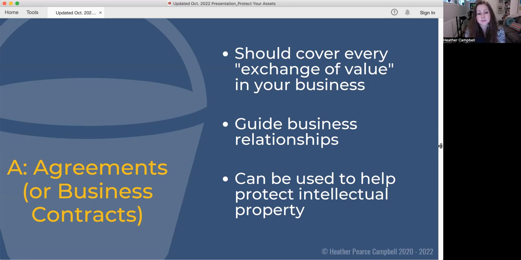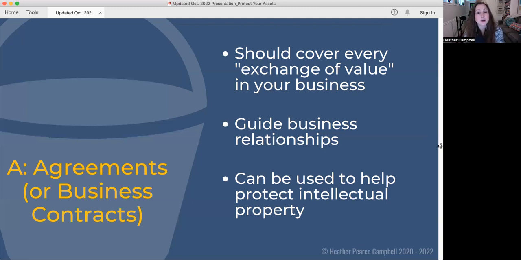can really save you. So again, just remember, business contracts or agreements should cover every exchange of value in your business. When they're done right, they are there to guide your business relationships, to support the working relationship. Like I said, remove hurdles from the racetrack so that you have fewer bumps. And if you do have a bump, you've got a way out because your contract is clear about what parties agreed to, right? And then the other thing about agreements is that they really can be used to help protect your intellectual property.